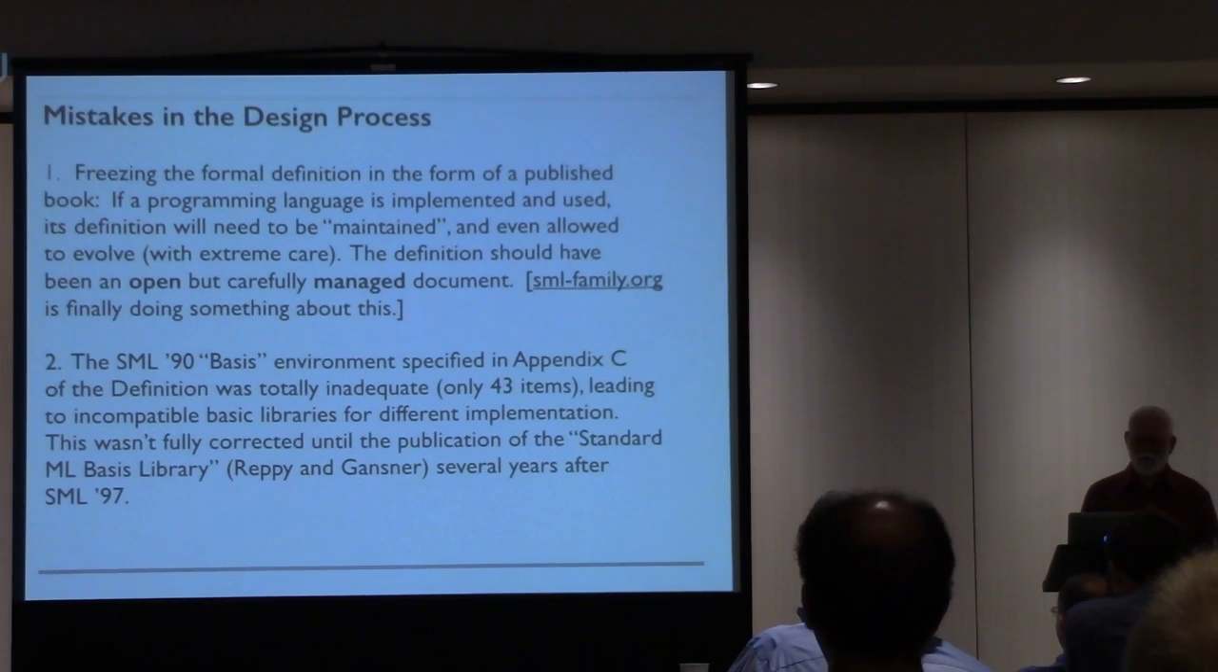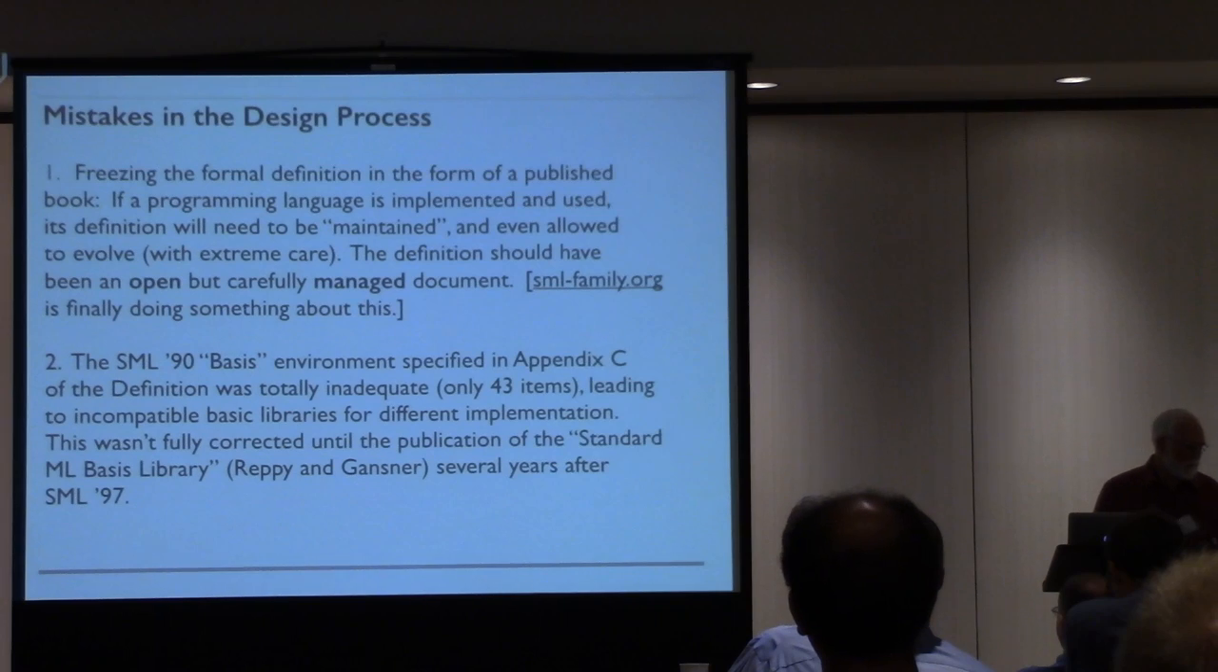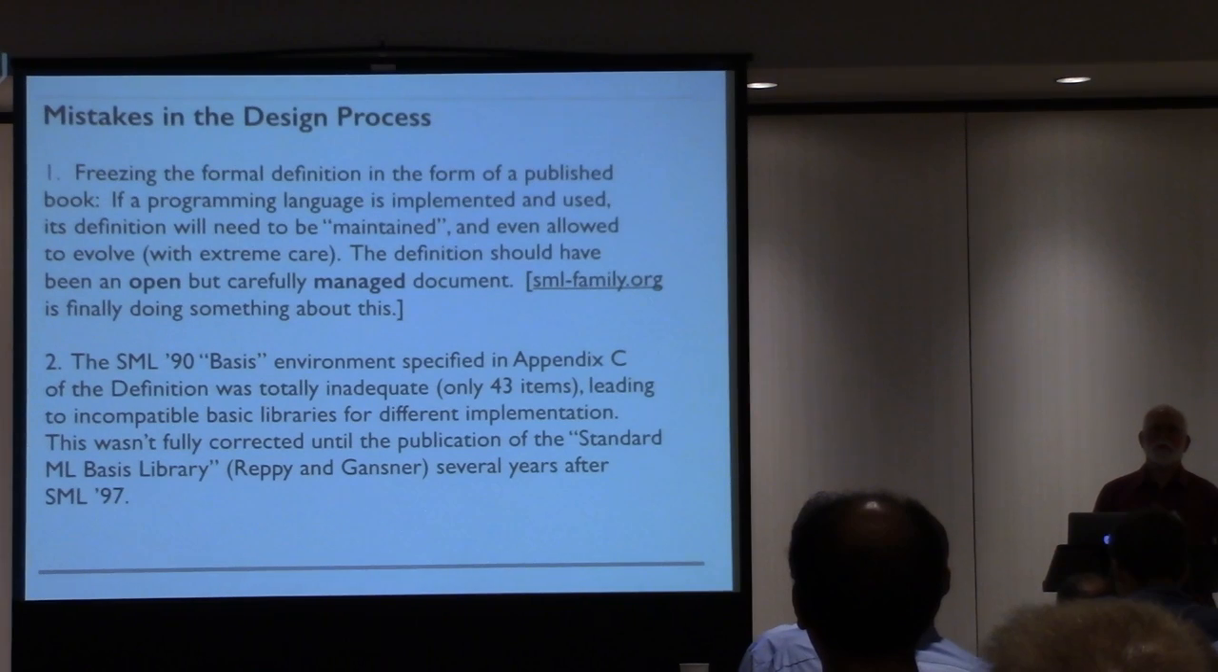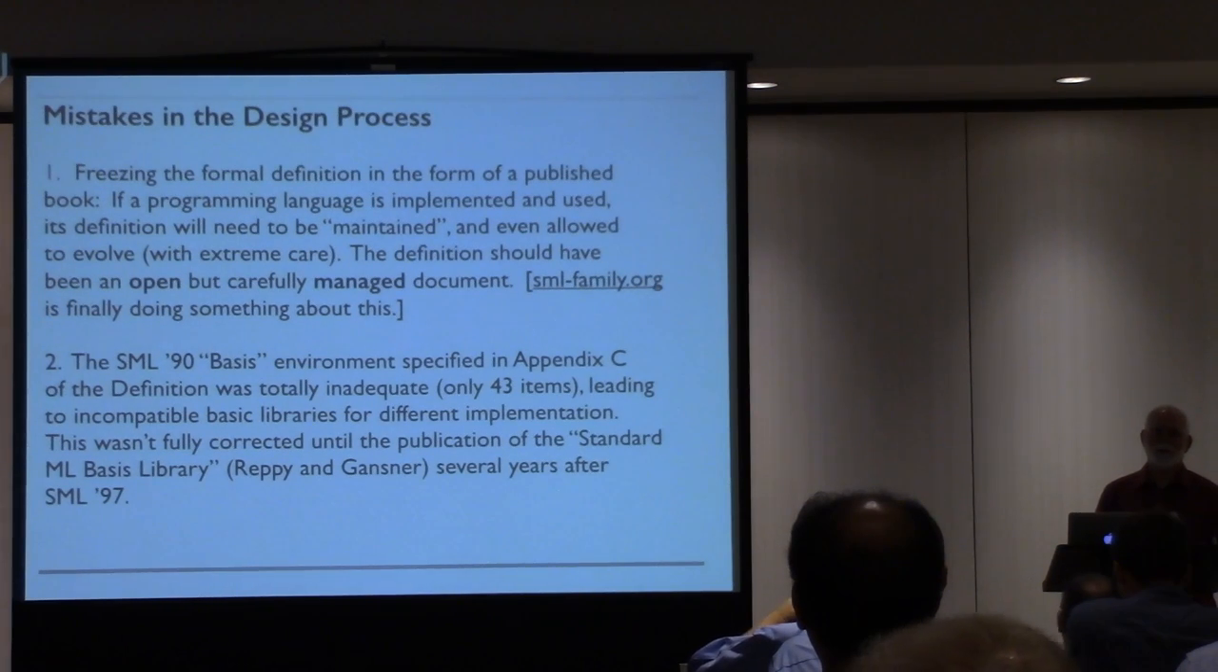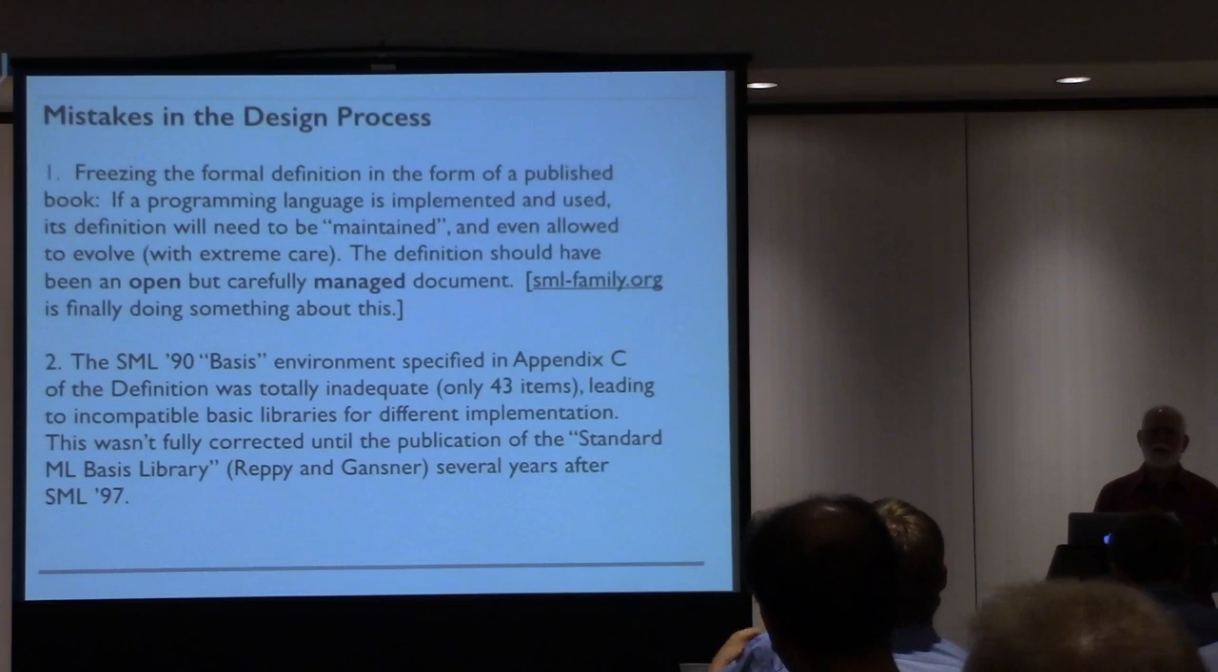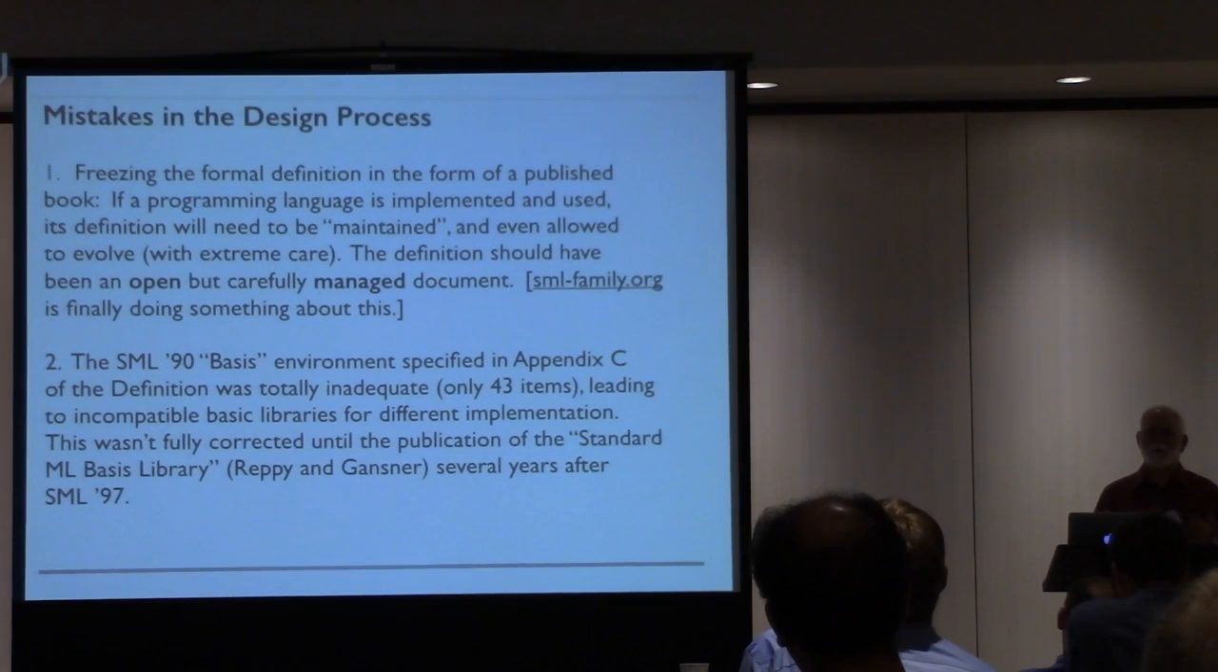The other major mistake was that the SML90 book had a small, like two or three page, appendix describing what was called the initial basis, which was the built-in library of types and operations and so on. And it was totally inadequate. There were about 43 items in that initial basis. So of course every implementation had to vastly extend that, and every implementation did so, but in incompatible ways.